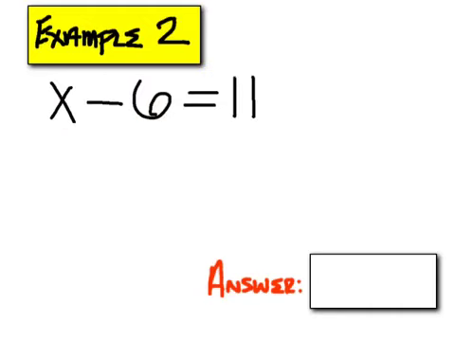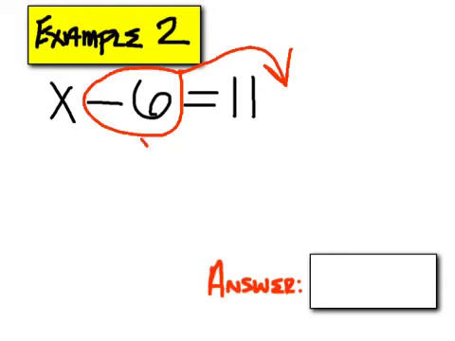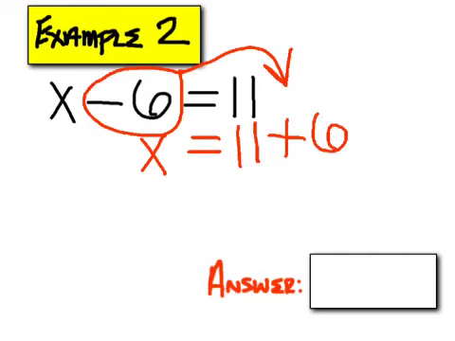We have x minus 6 is equal to 11. Our x is positive, so we're going to leave it there. You did this on Monday, I think. So on the left side, you have x. On the right side, your 6 is going to become positive. So your answer is going to be 17.